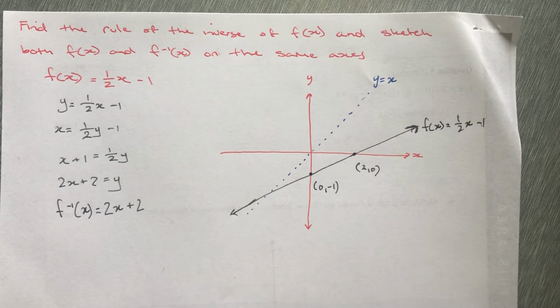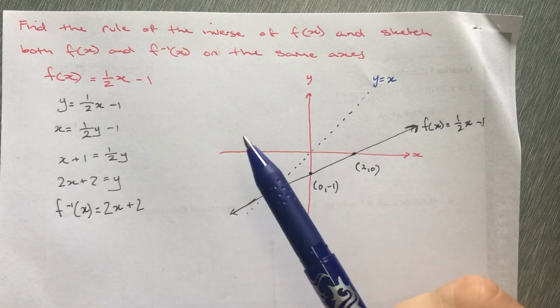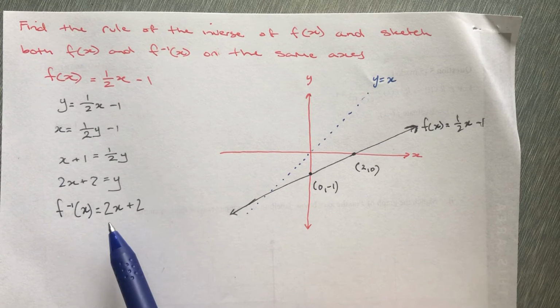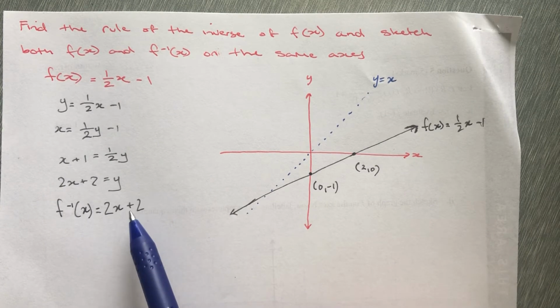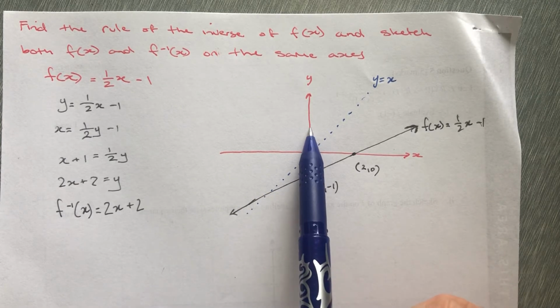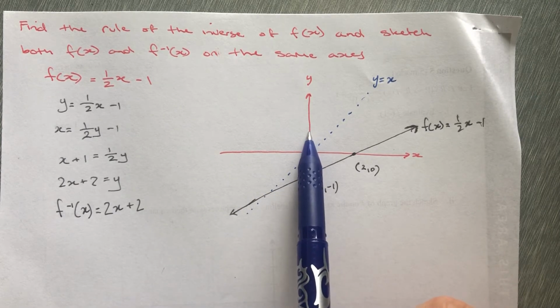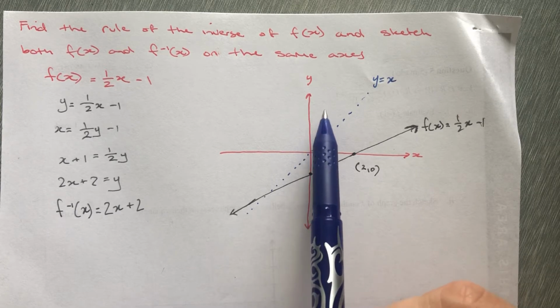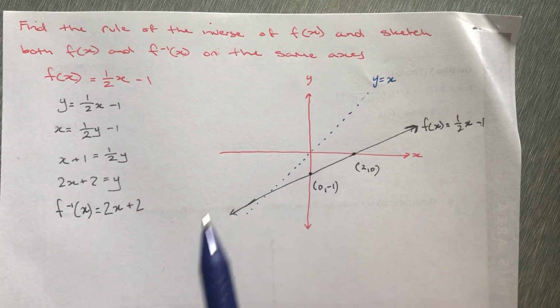Sweet. I also need to do the inverse. I'll use blue for that one so we can see the difference. But there's a rule for inverse. You could just sketch that because you know how to sketch a straight line anyway. So you've got a y-intercept of 2, so up here, and you've got a gradient of 2 as well. So it's going to be going up like that.